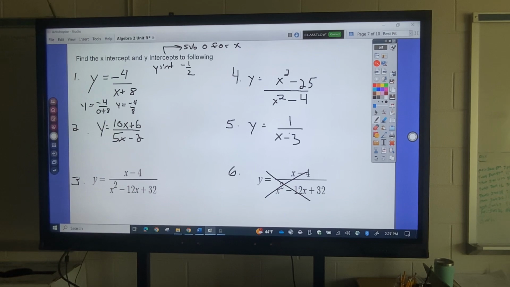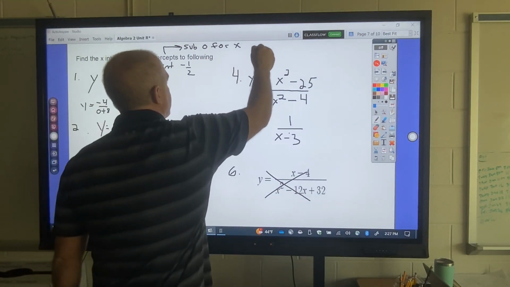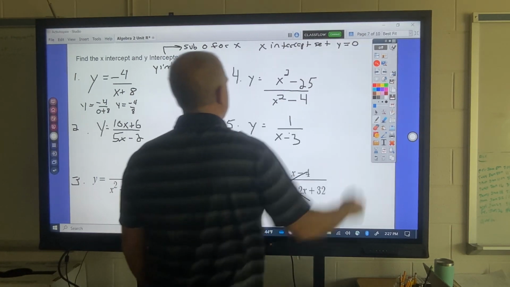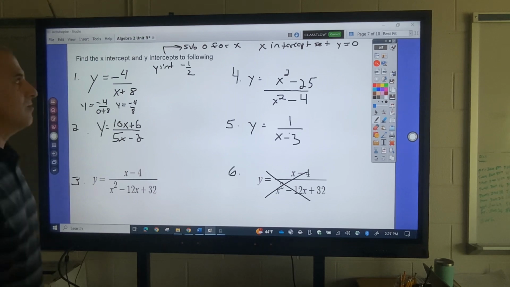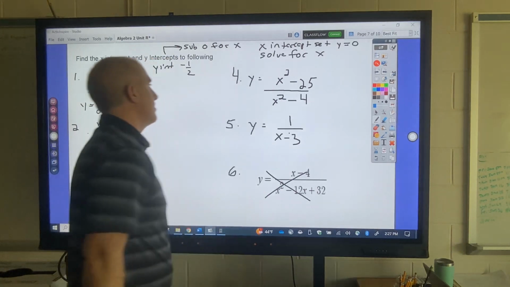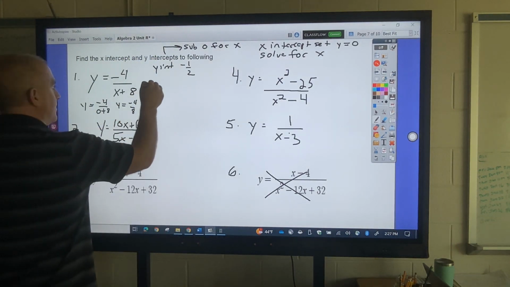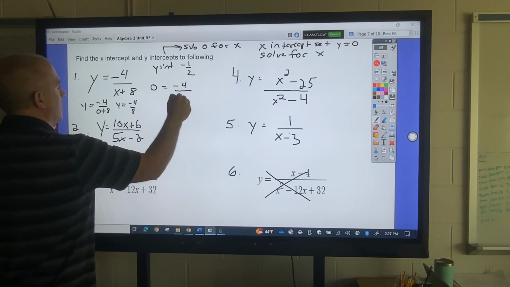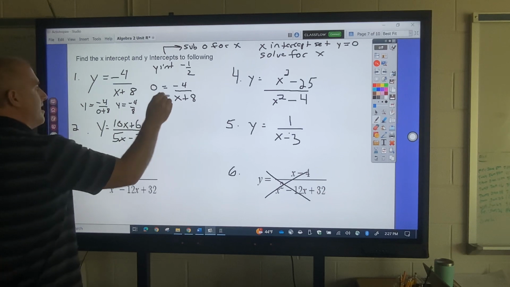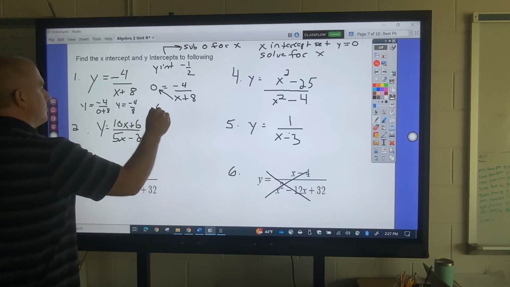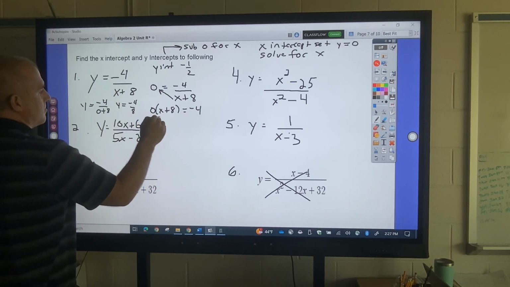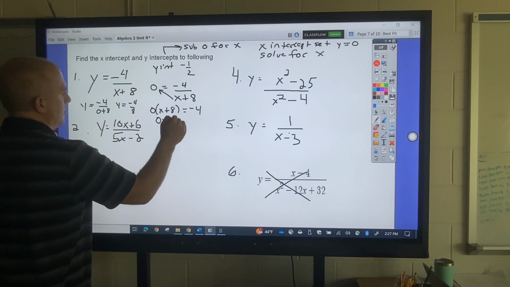My x-intercept, what you want to do with the x-intercept is set y equal to 0. So if these are ever f of x, you can just set that equal to 0 and solve for x. So what I would have here is 0 equals negative 4 over x plus 8. Now when I go to cross multiply that, 0 times x is 0, 0x, 0 times 8 is 0.